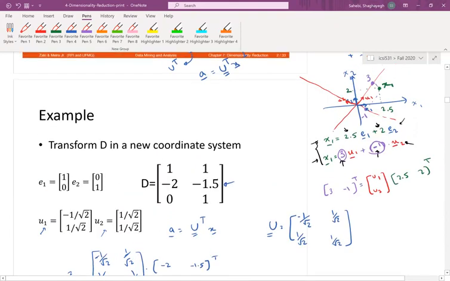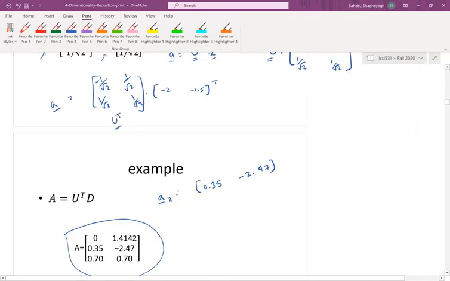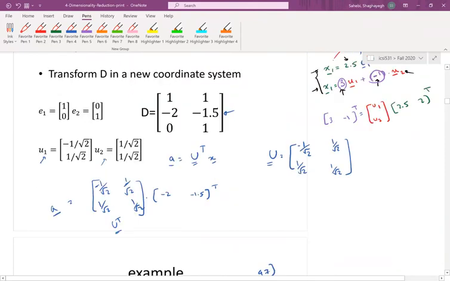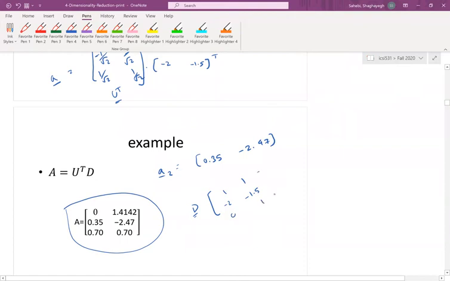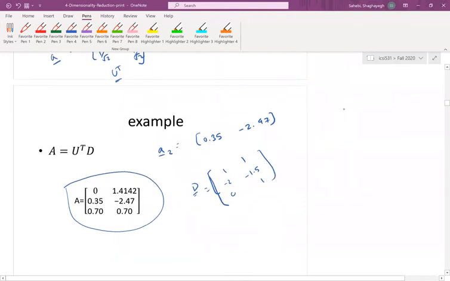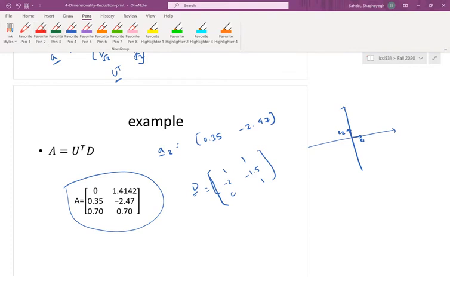If we actually look at it geometrically, our D was 1, 1, minus 2, minus 1.5, and 0, 1. Our D was in the original space that was spanned by E1 and E2, right? And our data points were what? The first data point that we had is 1, 1. The second one was minus 2, minus 1.5. So here, this was the second data point. And the third one was 0 and 1. This was the third one in the original space.